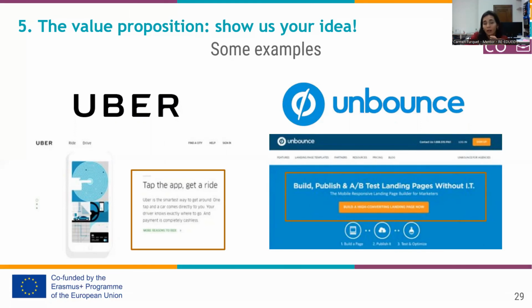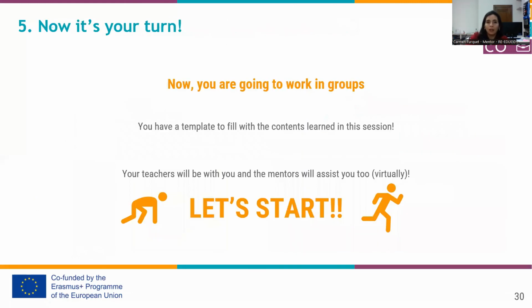And then you have another example, Unbounce, a page that helps you to develop your landing pages, and it also presents its value proposition as we can see in the image. I think these are great examples that could help you to define your value proposition. You may also search for other value propositions that are really good. Coca-Cola or Sephora also have a unique value proposition. And once you have studied and gotten familiar with all these concepts, it's your turn.